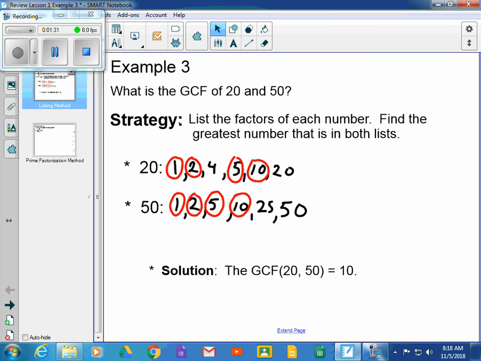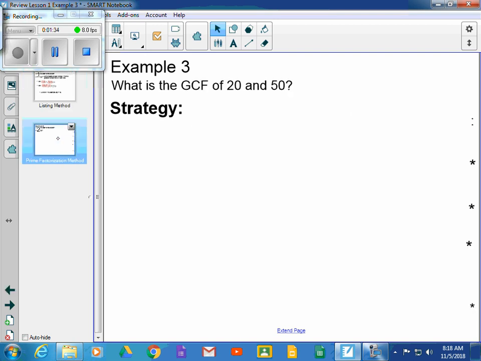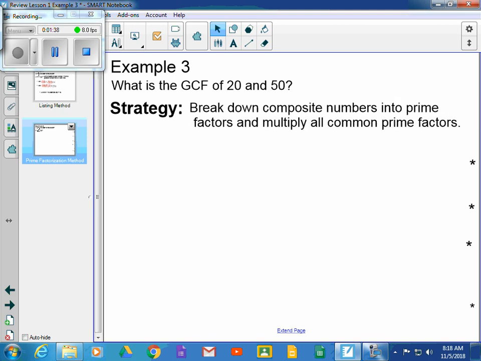That's the listing method. Another method is something called prime factorization. And what we're going to do is break down those composite numbers of 20 and 50 into prime factors and then multiply all common prime factors. So with my 20, I'm going to break it down and I'm going to use a tool called a factor tree. I'm going to keep on factoring it out until I get prime factors at the end of each branch.